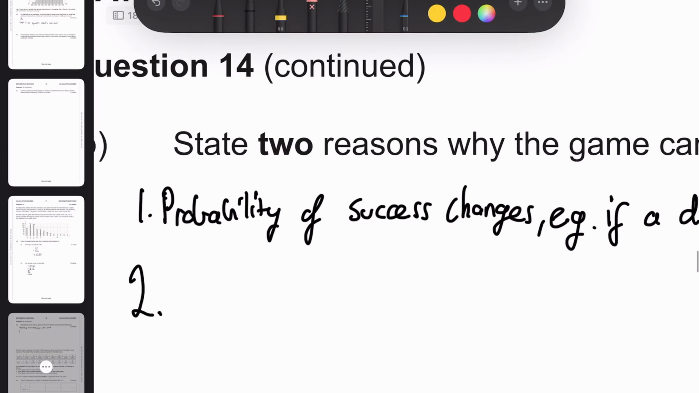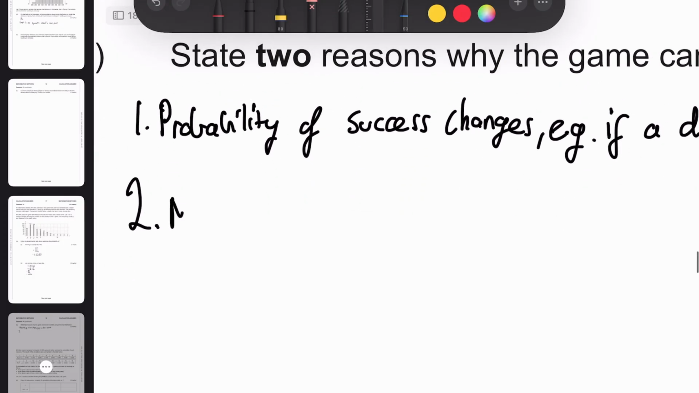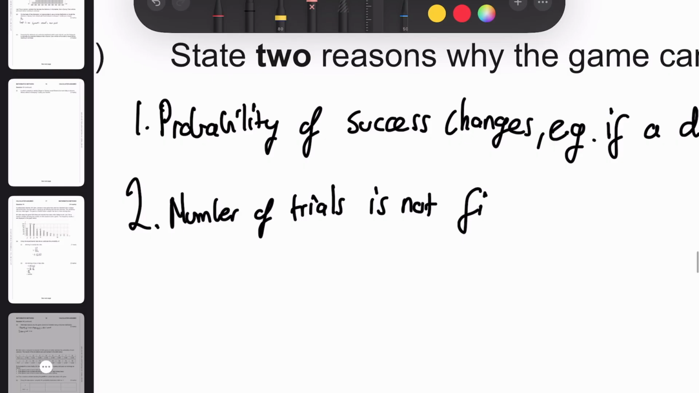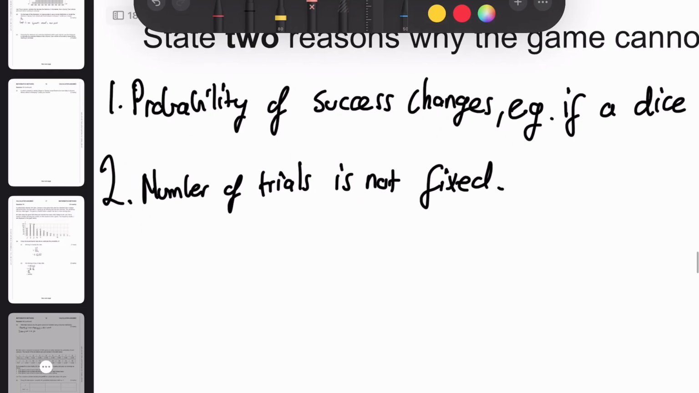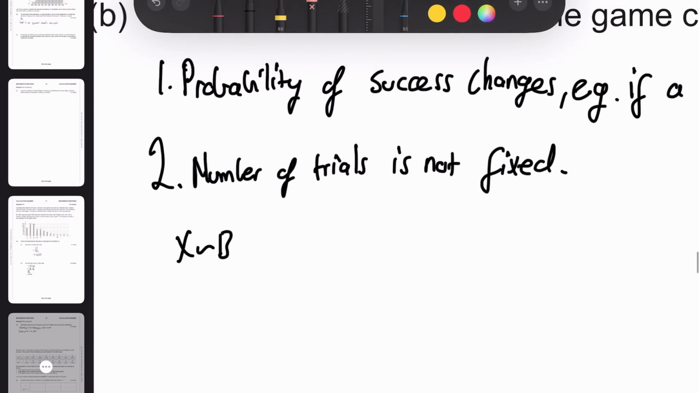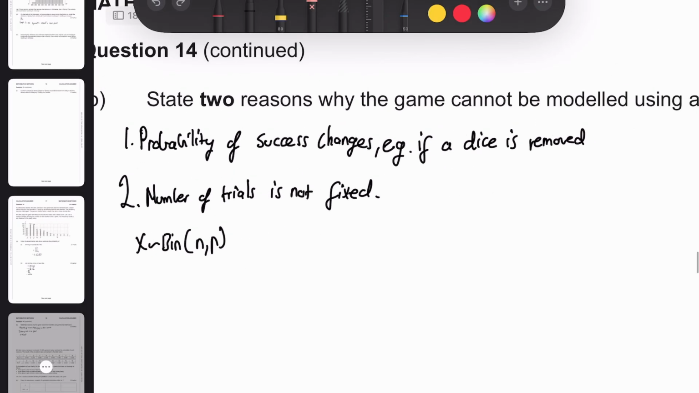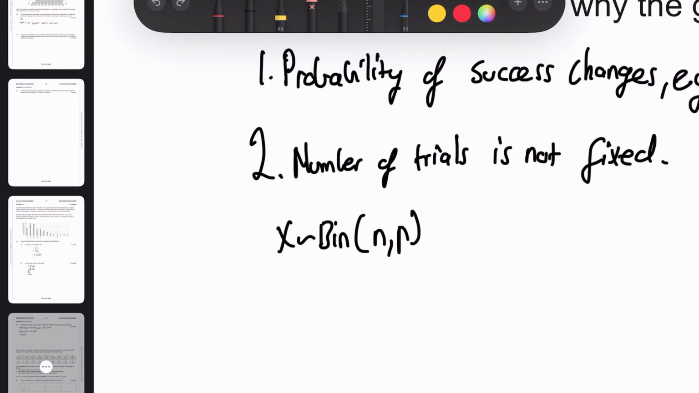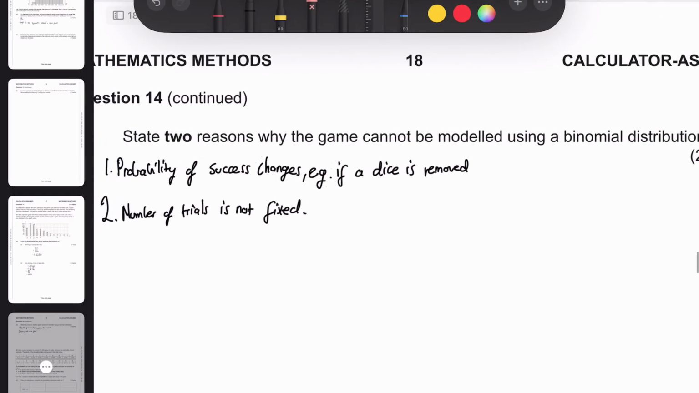and then number 2, the number of trials is not fixed. So remember, for a Bernoulli trial, we need 2 parameters. We need the number of trials, and we need the probability of success. So obviously, if this is always changing, then our binomial distribution is always going to be changing, and if our probability of success is also changing, then it cannot be modeled using a binomial distribution.